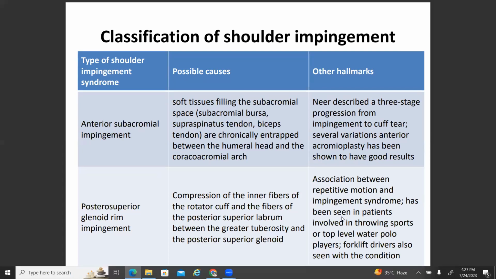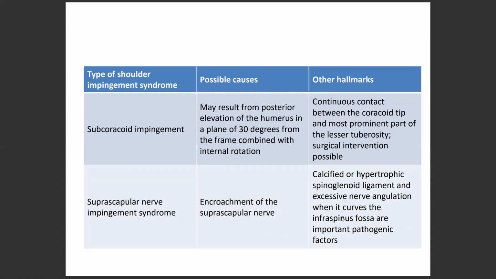इसके अलावा जो बाकी टाइप्स हैं, specifically the subcoracoid impingement. This impingement may result from the anterior elevation of the humerus in a plane of 30 degrees from the frontal plane, combined with the internal rotation. And this is important. Subcoracoid impingement is that elevation combined with the internal rotation. And subcoracoid impingement involves continuous contact between the coracoid tip and the most prominent part of the lesser tuberosity. ये उसमें होती हैं और उसकी वजह से इम्पिंजमेंट की चांसेस होती हैं। सर्जिकल इंटरवेंशन पॉसिबल है और इसके अच्छे रिजल्ट्स भी रिपोर्ट हुए हैं.